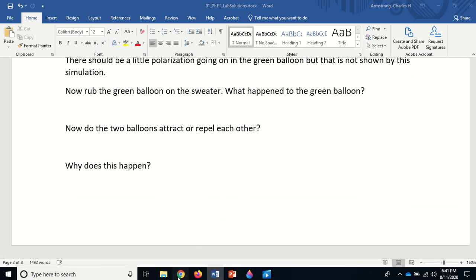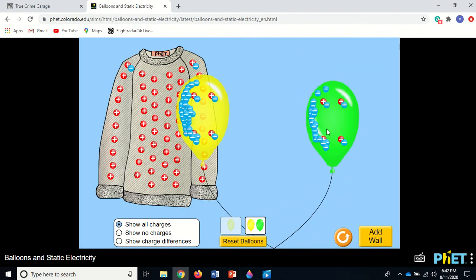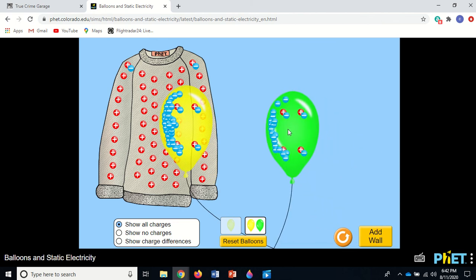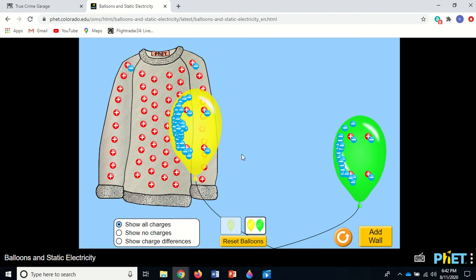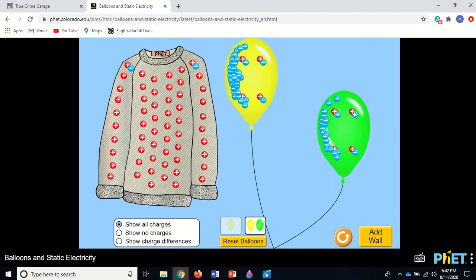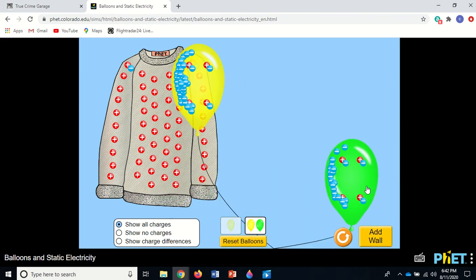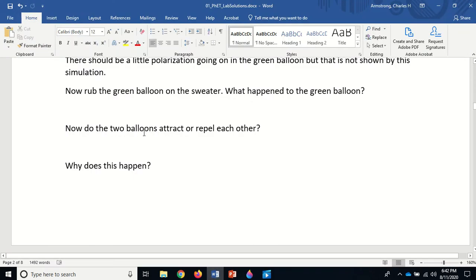Well, let's go and see. See what happens there? If I put this balloon there, it drifts away slowly. As I move it close, boom, it runs away as fast as it can. So we could say they're repelling each other. They're both negatively charged, so the two balloons repel each other now. Why is this? They're both negatively charged, and like charges repel.